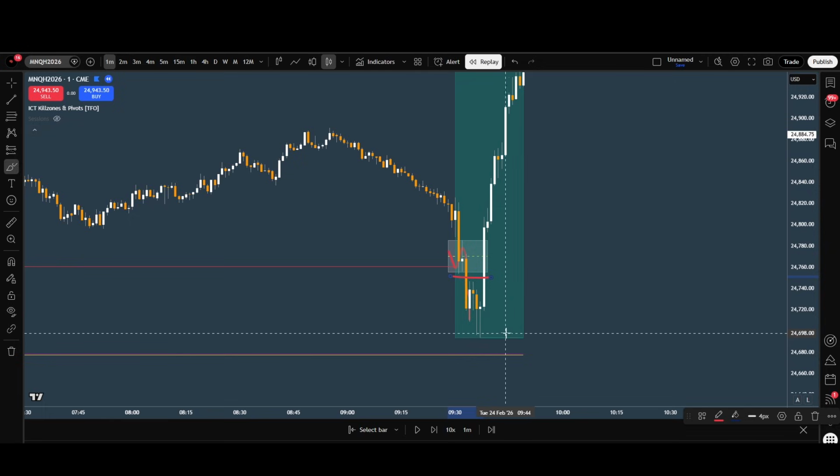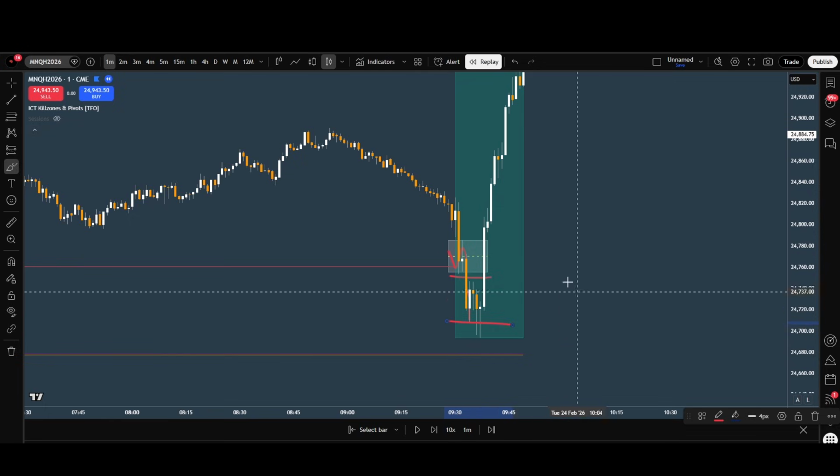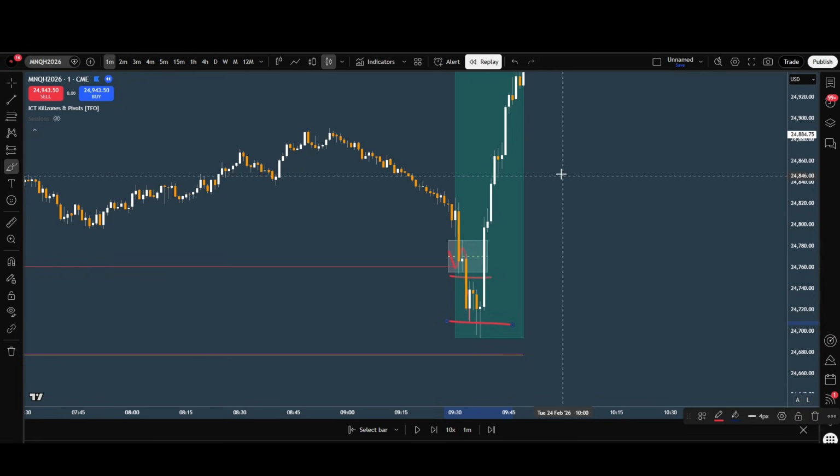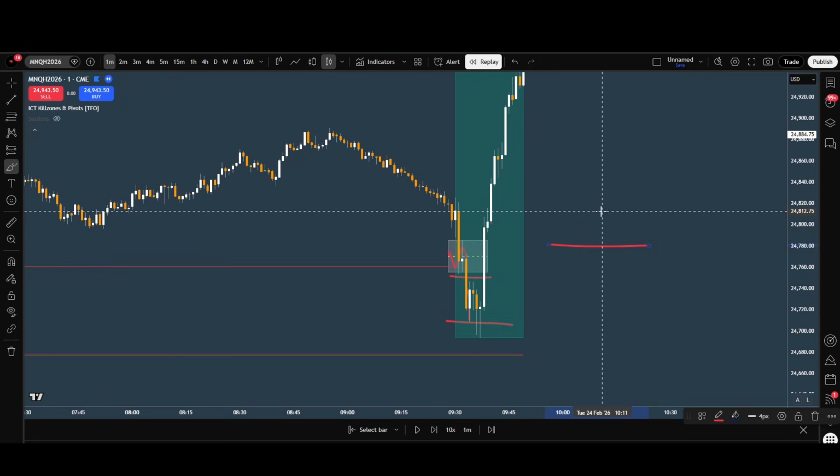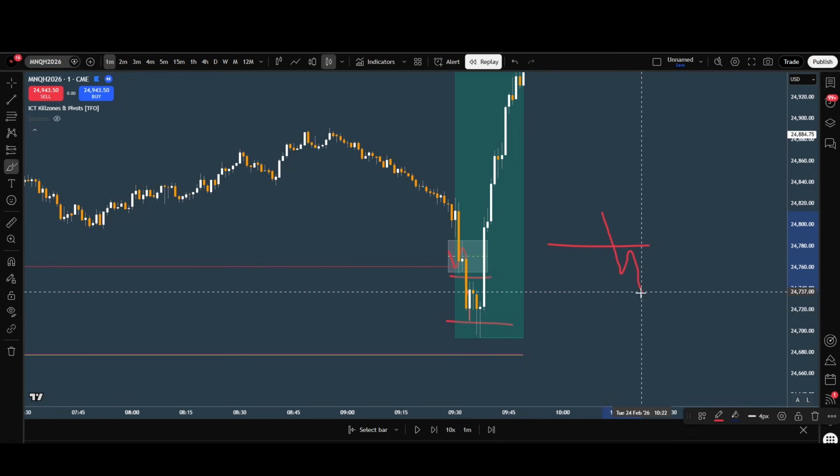Now, what have we done in this example, though? We've also retaken the manipulation leg low, and a good rule that I like to follow is, let's say this is your London lows here. We take out London lows, we pull back, we form manipulation leg 1. I will give it maybe 1 or 2 chances.